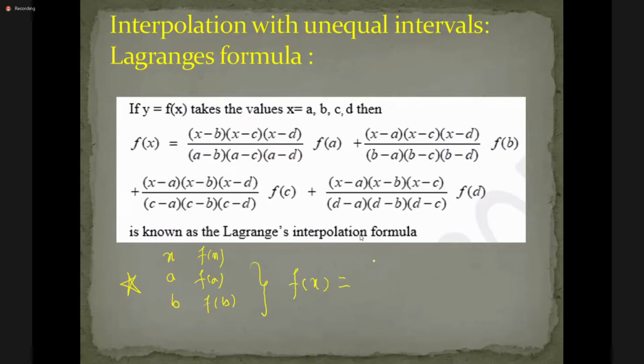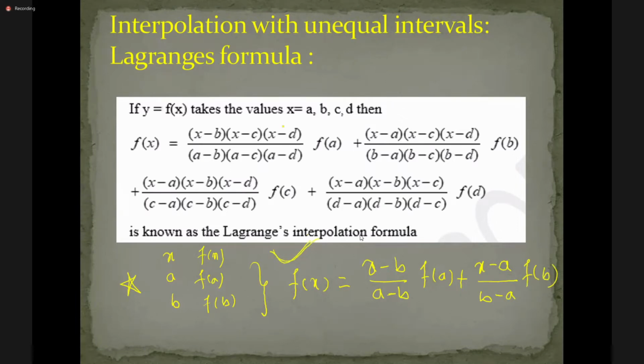x minus b upon a minus b into f of a plus x minus a upon b minus a into f of b. If you simplify this, this becomes the equation of a straight line, like y equal to, this is a slope, this part is like slope m, sorry, not that slope, because x terms are there, so you have to simplify that, collect x terms together, and if you simplify you'll get that slope y equal to mx plus c form also. So this way you can get the equation of the curve which fits the data by Lagrange's.